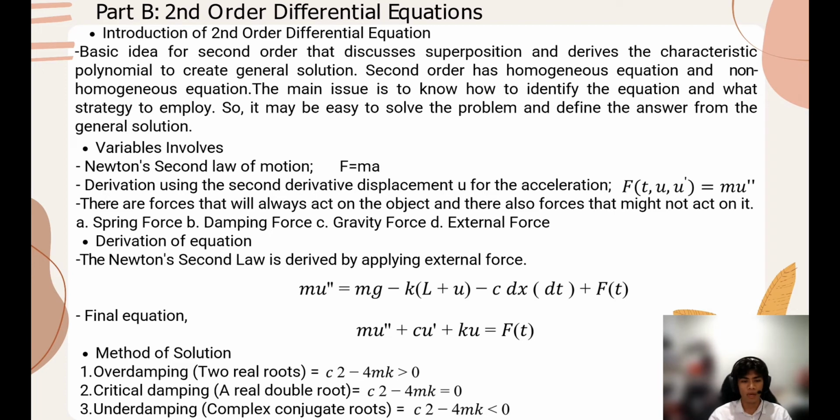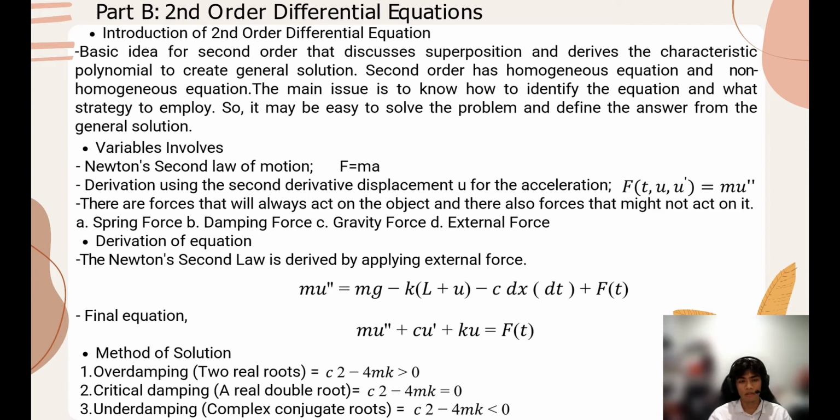So it is mu double prime equals mg minus k times (L plus u) minus c dx/dt plus F(t), and the final equation after derivation is mu double prime plus cu prime plus ku equals F(t). And lastly is the method of solution.